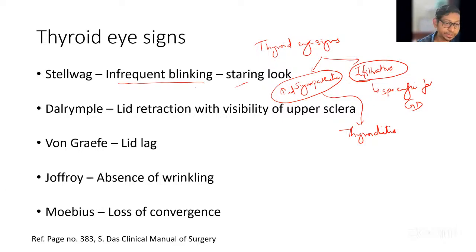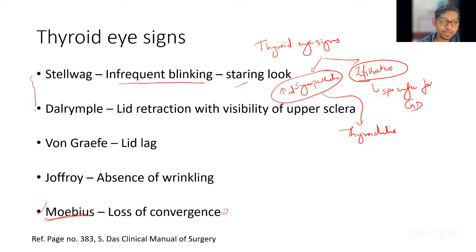For example, if you look at this sign, Mobius sign is basically the loss of convergence. So basically, there is lateral rectus, medial rectus palsy, there is loss of convergence. This occurs because of infiltration of the retroorbital tissues and the extraocular muscle. So Mobius sign is an infiltrative eye sign. This is very specific for Graves' disease. Now, most of the other signs occur because of increased sympathetic activity. So why do we get Stellwag sign and Dalrymple sign?